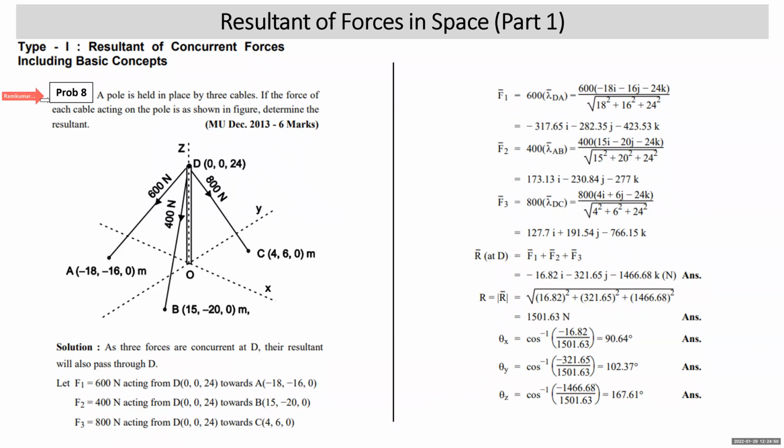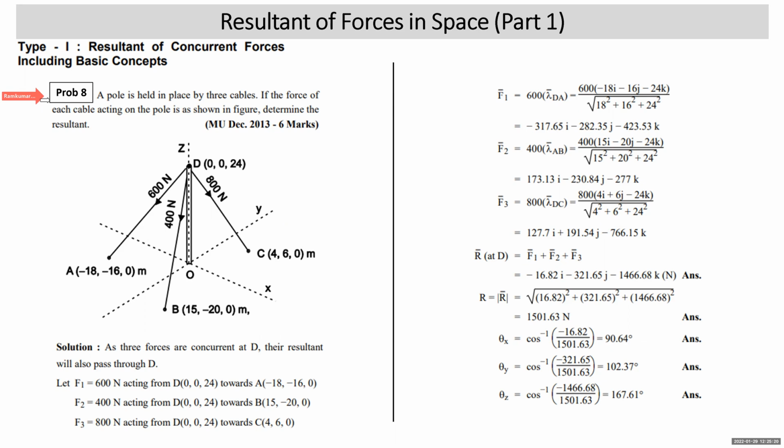I read the sum. A pole is held in place by three cables. If the force of each cable acting on the pole is as shown in the figure, determine their resultant. Now you can see that there is a pole, right? The pole is anchored by three cables connected to its top point at D. One cable is connected to point A, another cable is connected to point B. We can call the first cable DA, another is DB, and the third one is DC.